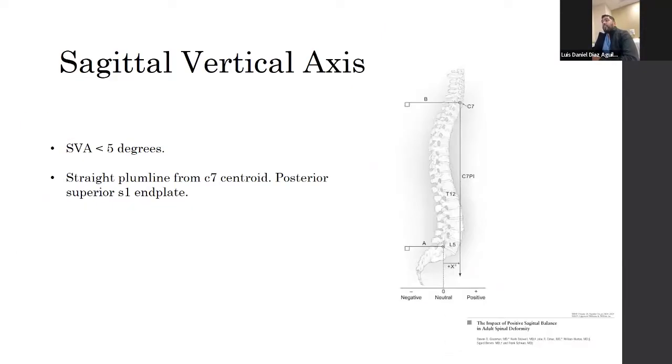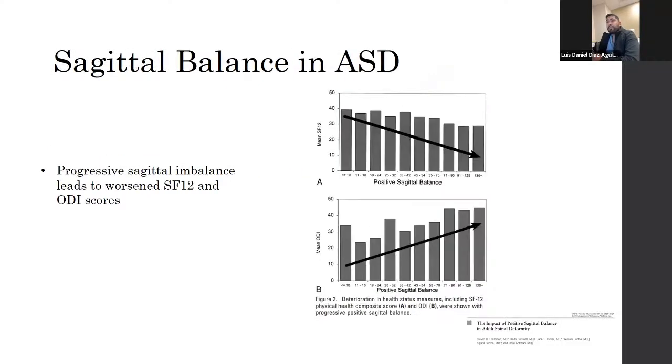Moving on to SVA, or sagittal vertebral axis, generally should be less than 5 degrees. Once again, C7 centroid down to this posterior superior S1 end plate. Similarly to PI-LL mismatch, we can see that an increase in sagittal imbalance leads to worsened SF12 as well as ODI scores.